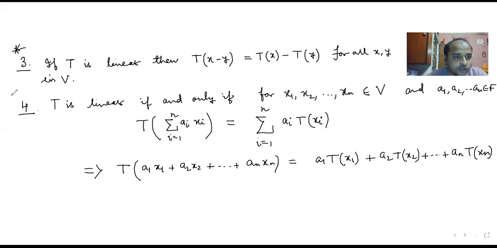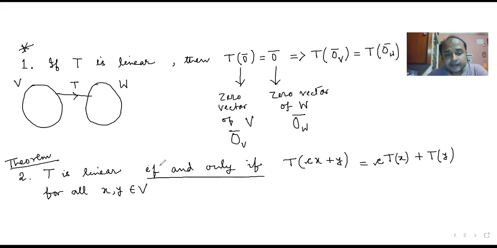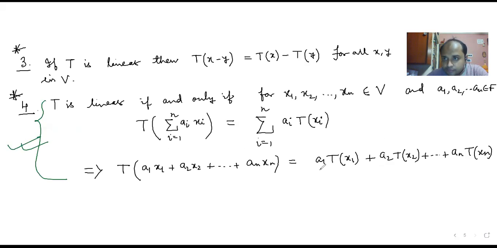This result is actually the generalization of property 2 which we have just proved. For solving a problem where a transformation will be given to you and you are supposed to show that it is a linear transformation, I shall always be using this particular property. In the book, sometimes they have used the property that T is linear if T of Cx plus y equals C into Tx plus Ty. I am going to use this property to show that a particular transformation is a linear transformation.